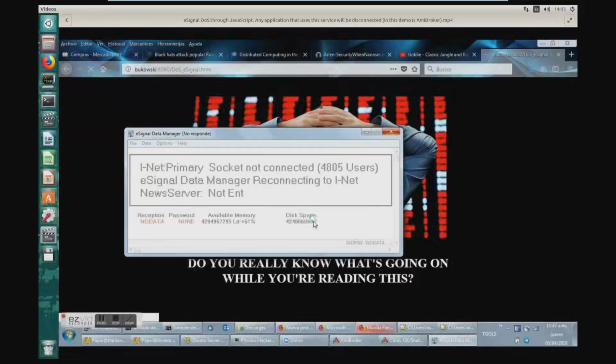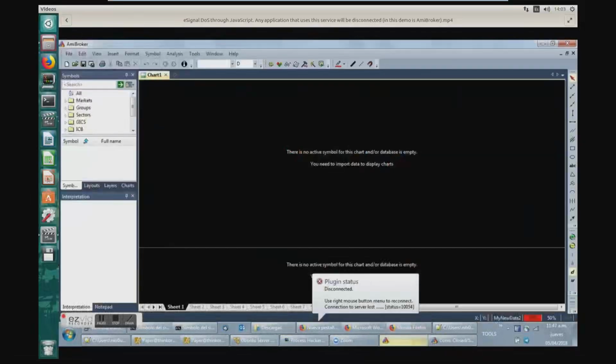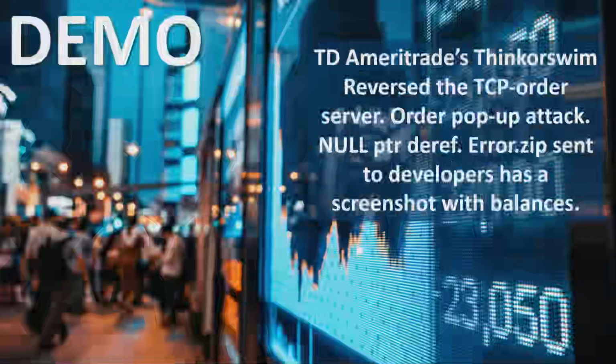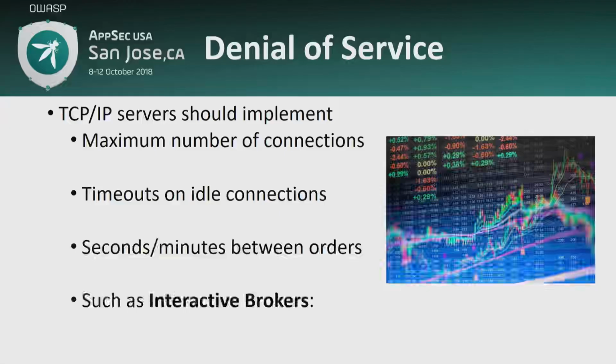Since this is a signal provider, the other applications that are connected to this provider are not able to retrieve any market data. So this is another denial of service problem. And we are still committing these kinds of problems from the 90s. What should be done? Timeouts, and limiting the number of connections.